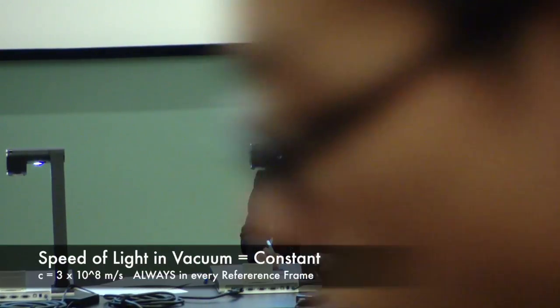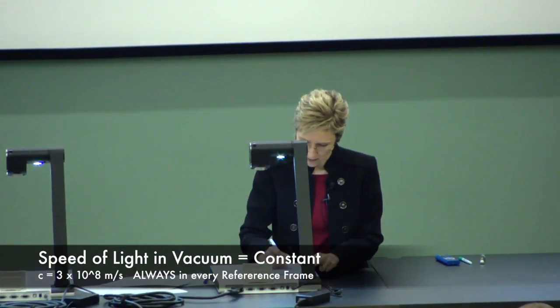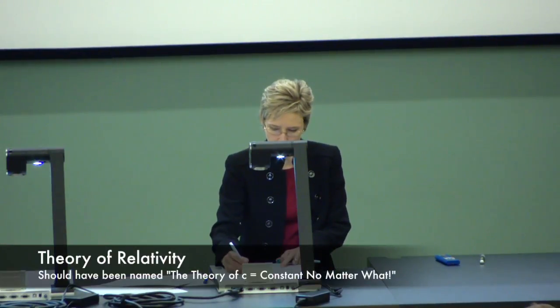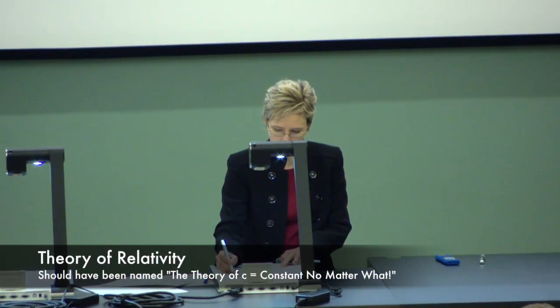So C is constant, equals 3 times 10 to the 8 meters per second, no matter what. Always, always, always. Okay? So relativity is really a theory of constants. It should be called the theory of C equals constant no matter what. So if C is constant no matter what, that means that even if we send Corey to go chasing a photon, right? Photons travel at the speed of light.